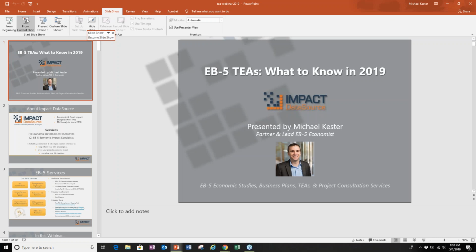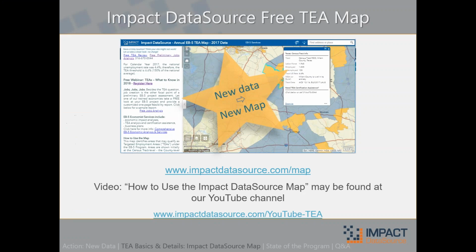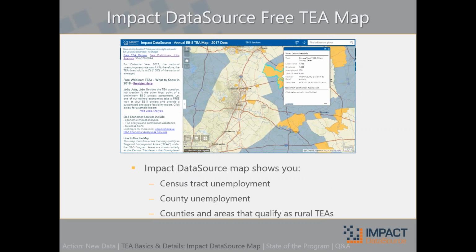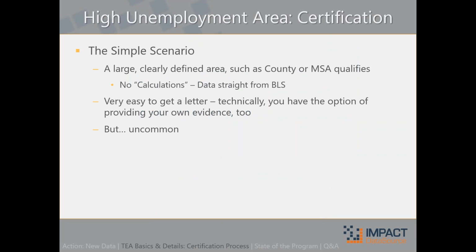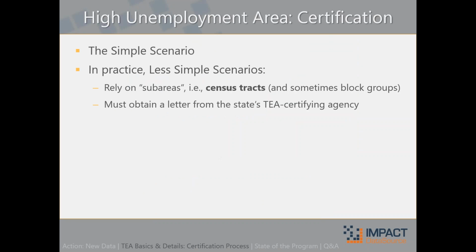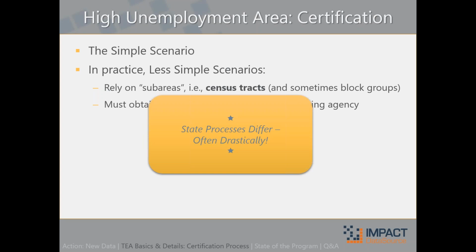So we'll head back to the slide here. Again, getting back into dealing with the states, under the simple scenario you won't have to deal with census tracts and census block groups, but almost all projects will have to. When you're dealing with the state agencies, the state process can differ drastically, and like we said earlier, there's a handful that will change their policies in the middle of the year on you. So just be mindful of how each state does things as far as TEAs go.